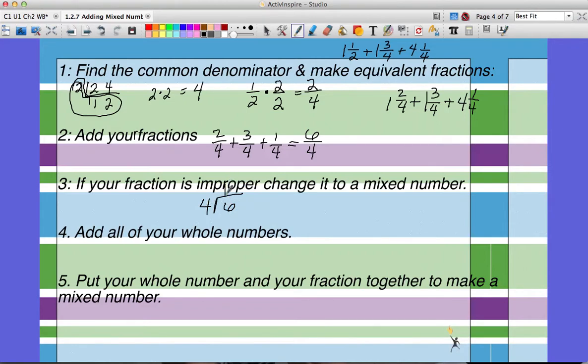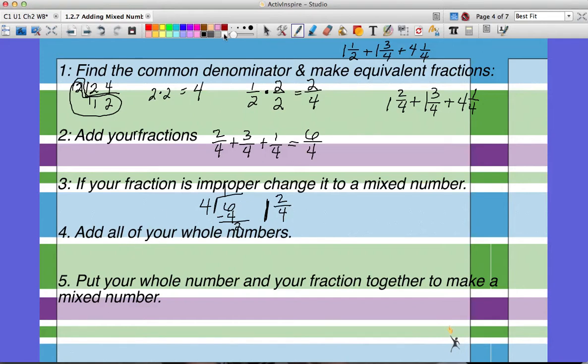4 goes into 6 one time. 1 times 4 is 4. 6 minus 4 is 2. So I have one whole group and 2 left over out of the 4 that I need to make a whole group.